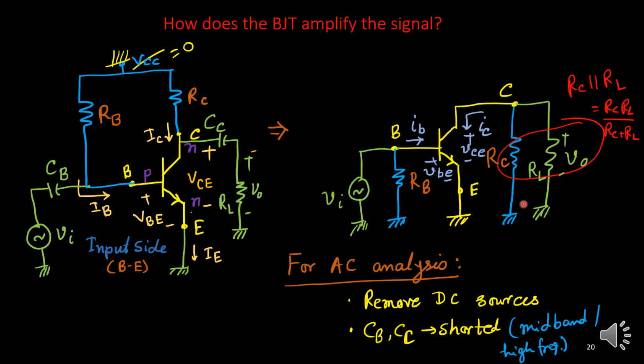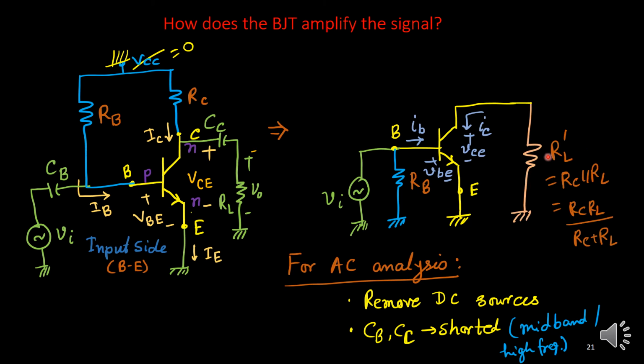As I said, RC and RL are connected in parallel, so I can combine these two together. The parallel combination of RC and RL will be RC times RL upon RC plus RL, and that value is always lesser than the lowest of these two. I'll call it RL prime. So RL prime equals RC parallel RL, a single resistance, that is RC RL upon RC plus RL.